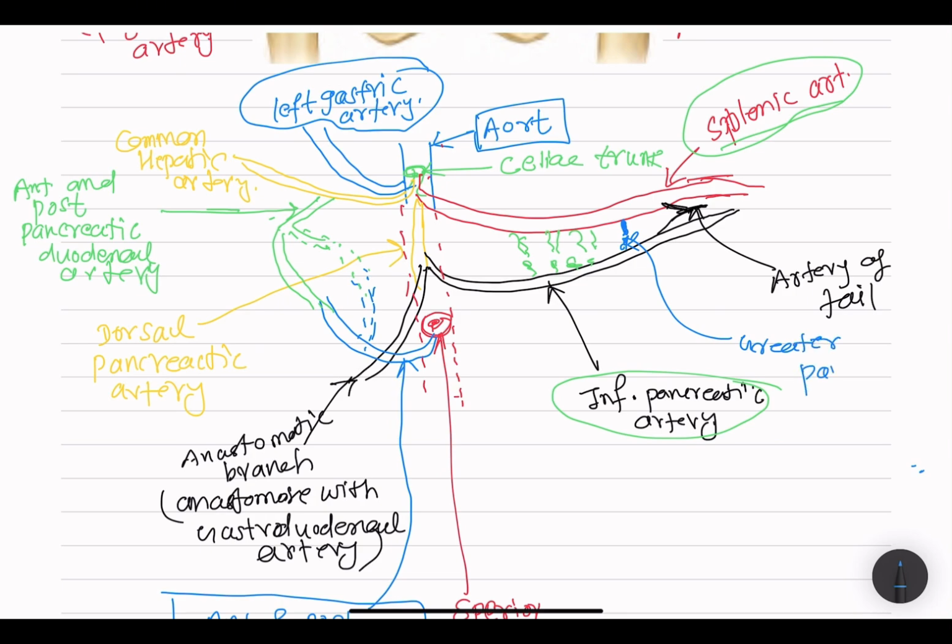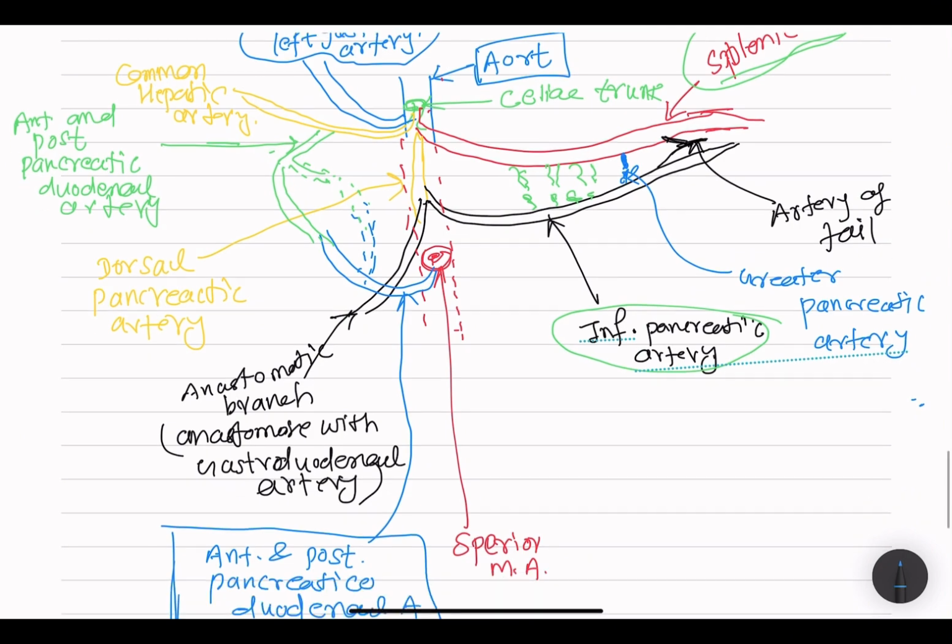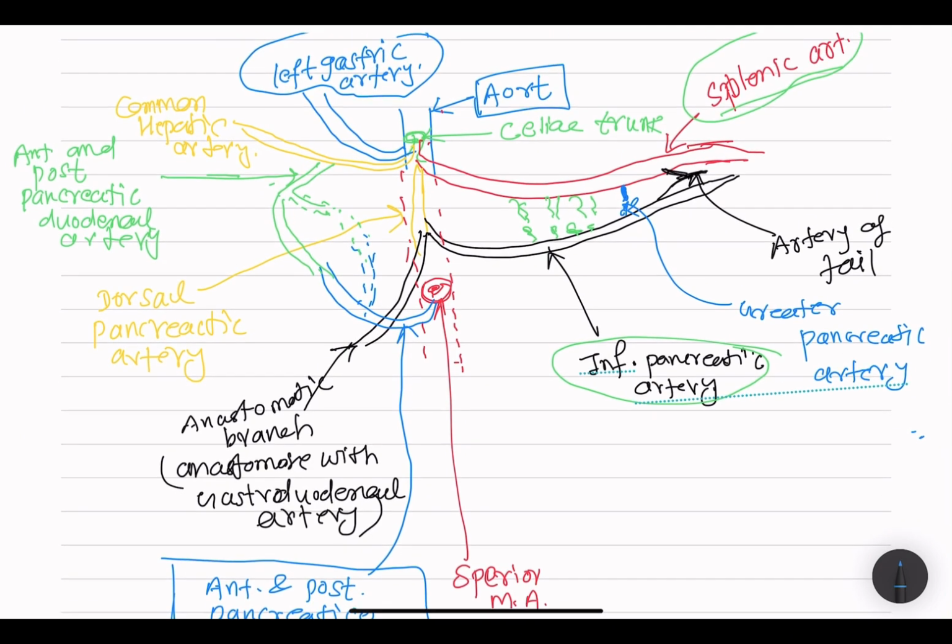Greater pancreatic artery. So it's the greater pancreatic artery. Sometimes they will ask which arteries anastomose and form the greater pancreatic artery. So which one? The branch of the splenic artery and the branch of the inferior pancreatic artery combine and form the greater pancreatic artery. So we have to just remember this flow, so it will be easy to understand about the artery and vein.